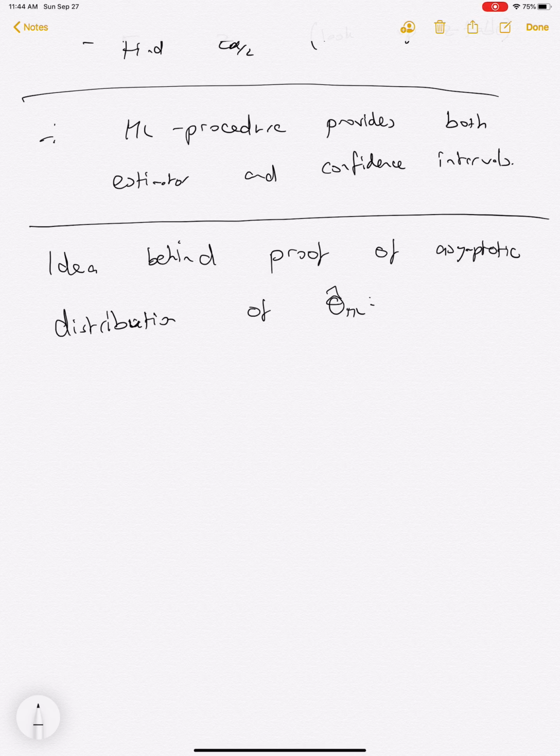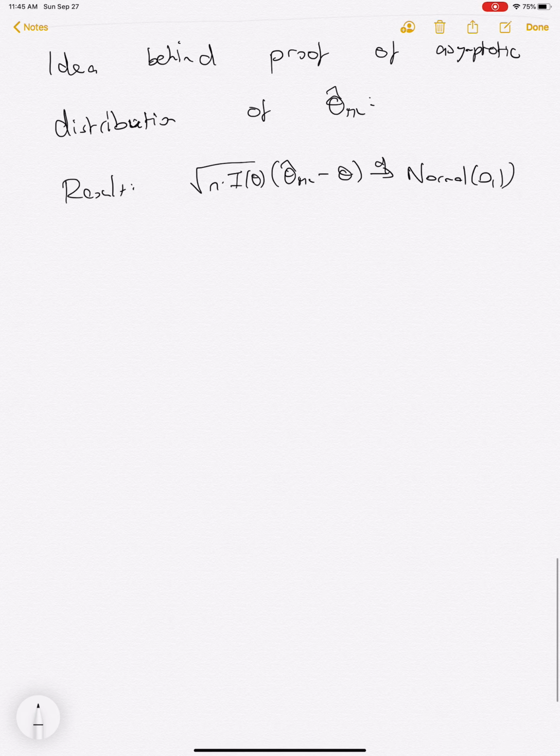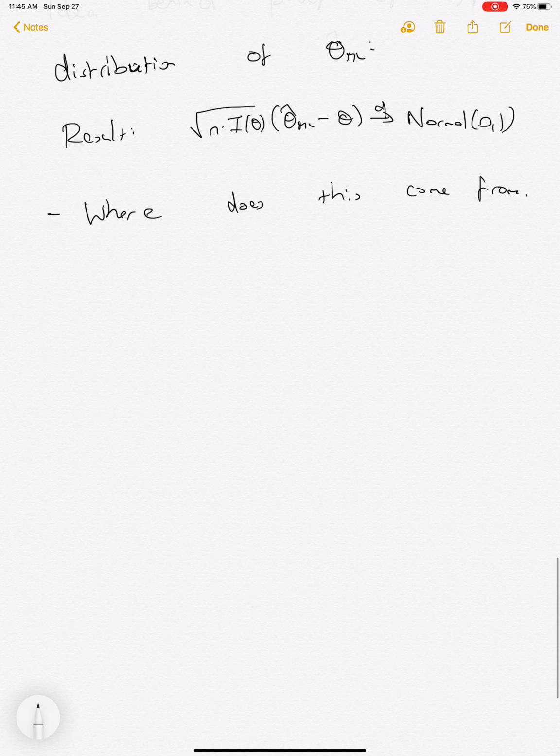Okay, so what I'll talk about now is just the idea behind the proof of the asymptotic distribution of theta hat ml. So the result, which we've already used, is that... And a natural question is, where does this come from?